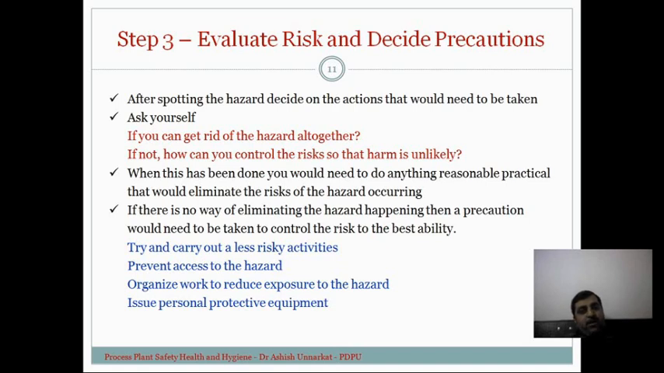If there is no way to eliminate these hazards, then there are precautionary measures that you have to take. So what we will do is try and carry out the same thing with lesser risk activities. We try to prevent that hazard. We'll organize work to reduce exposure to that hazard. If certain people are going to get exposed, we'll try that they will not go there. And the last line of protection is personal protective equipment to be issued for the people who are working there.